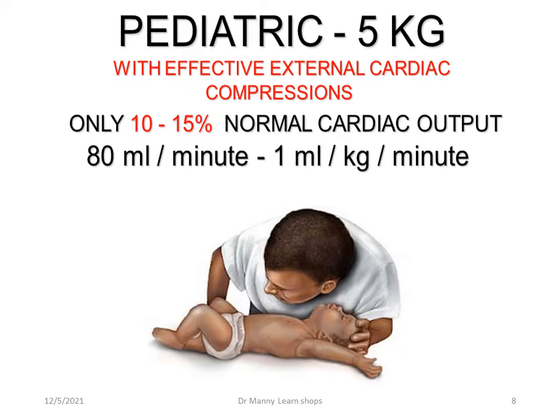When the pediatric goes into cardiopulmonary arrest and you're providing effective external cardiac compressions, they are only receiving 10 to 15% of normal cardiac output. That's when you're doing it at expert level, which means 80 mils per minute or 1 mil per kg per minute. Only 10 to 15% of normal cardiac output if you're doing it really well.